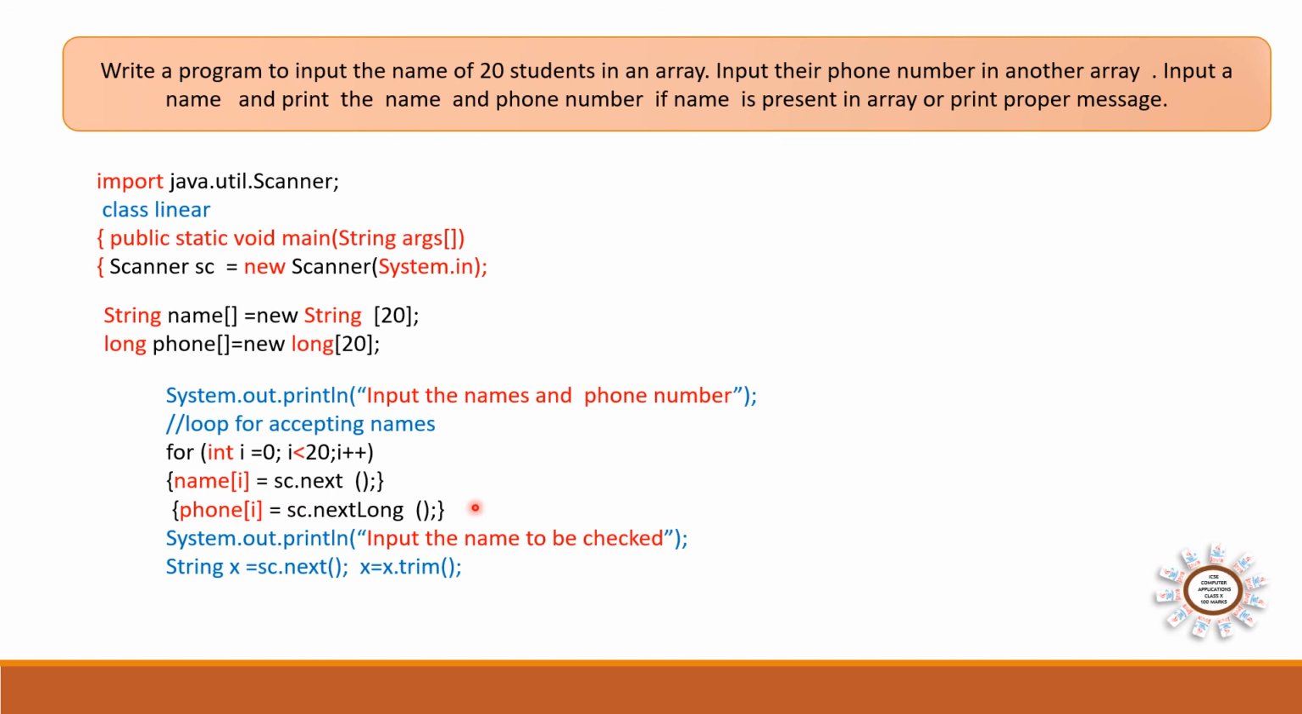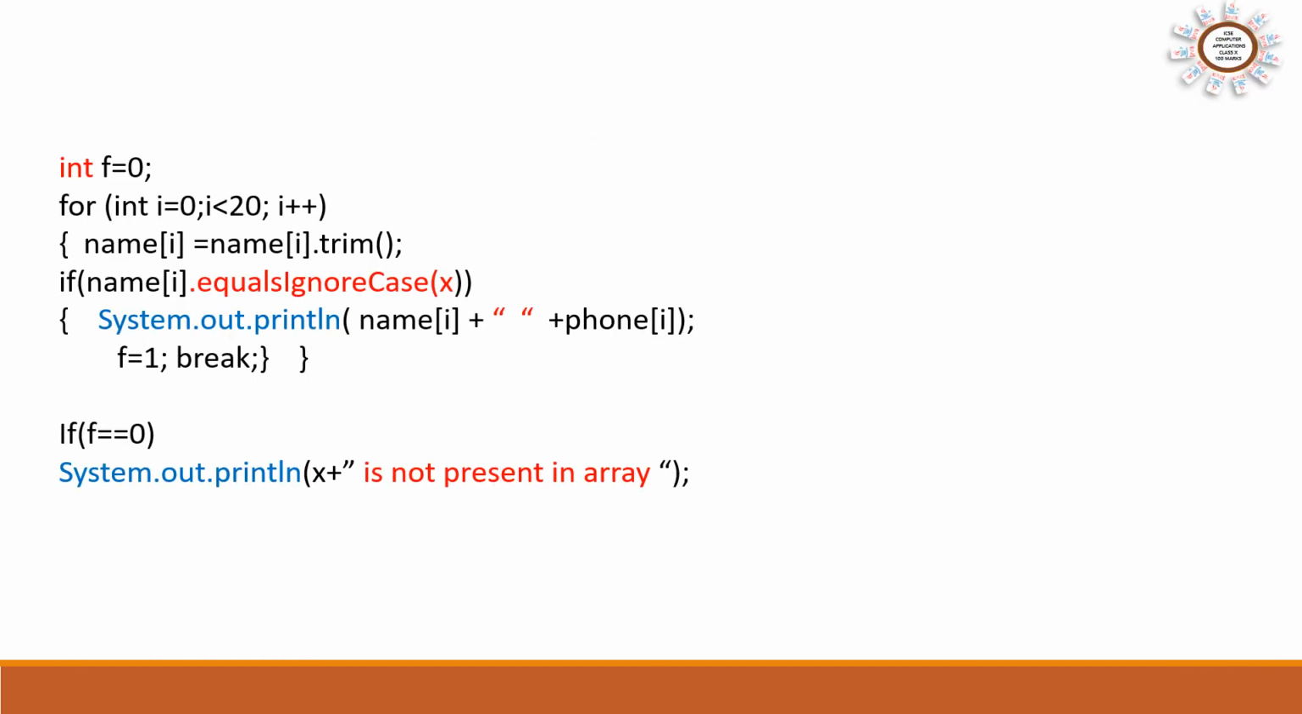And after getting this, System.out.println give the message: input the name to be checked, and String x = sc.next(). So we got the name which we have to check in the variable x, and trim the x, so that extra space from the beginning and end will be gone. x = x.trim(). int f = 0, same as we have done in the previous program. If we get the name, f will change to 1.